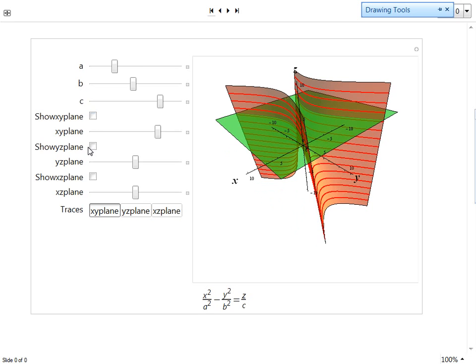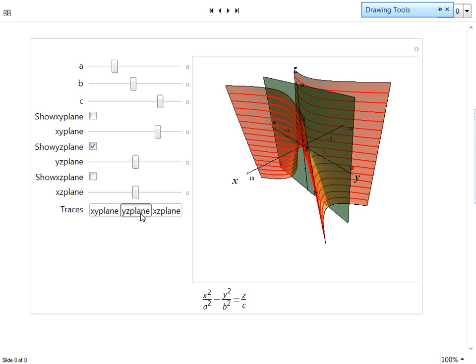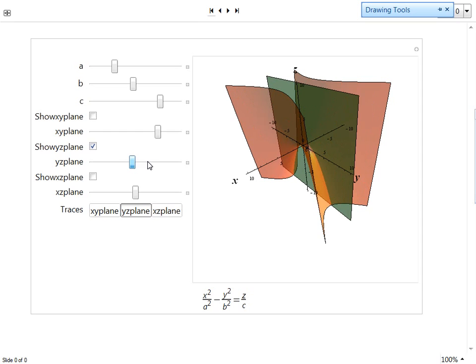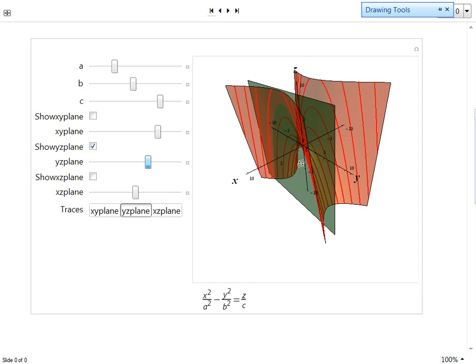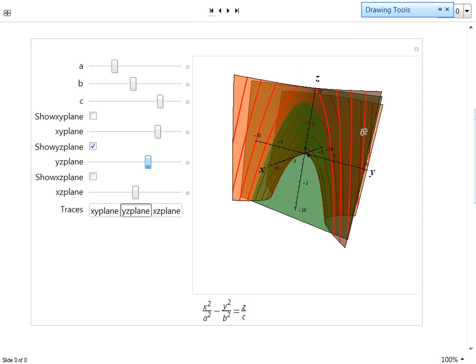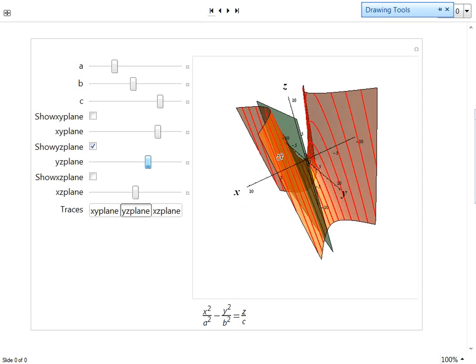And then if we slice it with the YZ plane, this one might not be as obvious. The YZ plane, anyone see what that would be? Parabolas. I went a little too far there. There we go. Can you all kind of see that? Where it slices through, you would get parabolas.